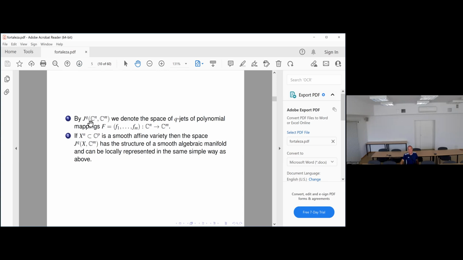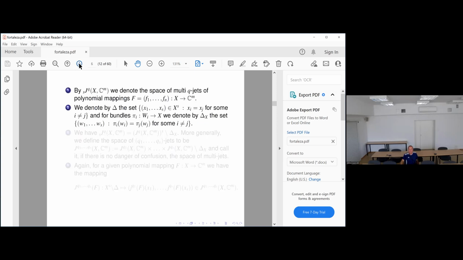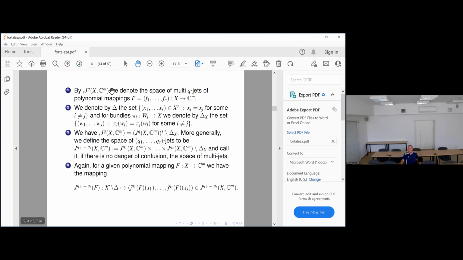By J^q(Cn, Cm) we denote the space of q-jets of polynomial mappings. The same meaning has the space J^q(X, Cm). This space always has the structure of a smooth algebraic manifold. It can be proved in an easy way. Now we have to introduce some notion. I'm sorry for these technical details. However, to explain our main theorem, we need this.